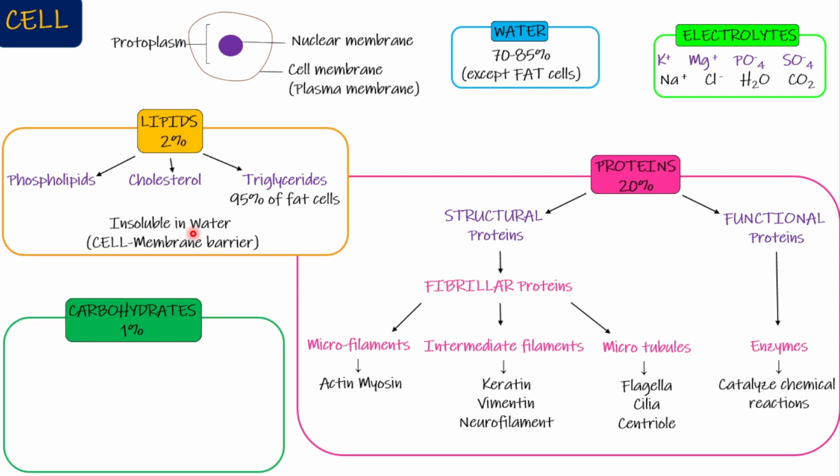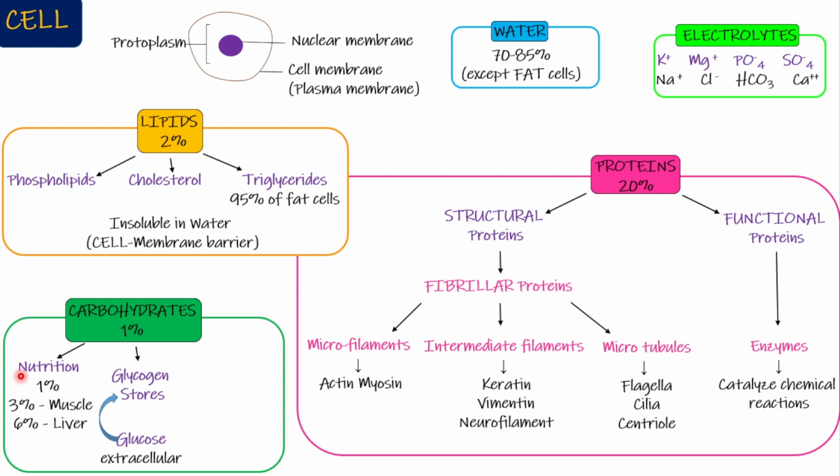After lipids, we have carbohydrates. Carbohydrates are present in a very low quantity, that is 1%. The main function of carbohydrates in the cell is to provide nutrition. Cells have glycogen stores. Where is this glycogen coming from? It comes from glucose. In the extracellular environment we have glucose, and the glucose enters the cell and is converted into glycogen stores.